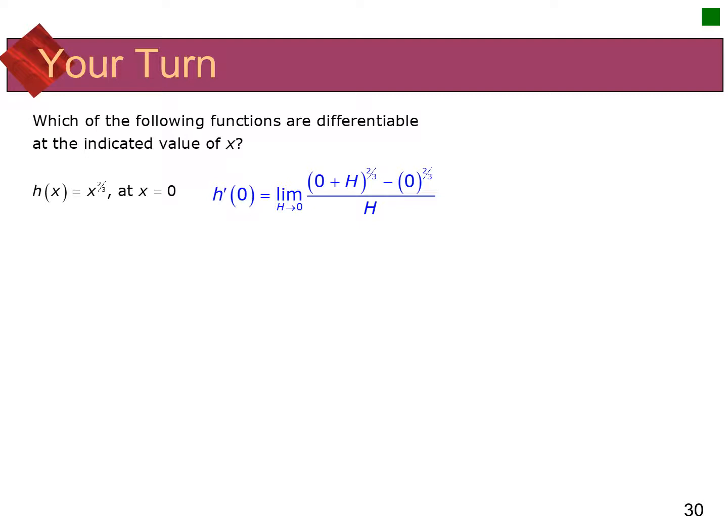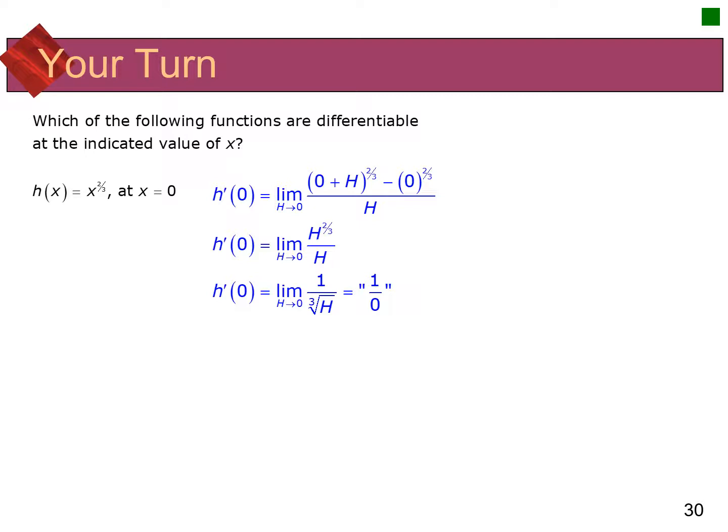So the derivative of h at 0 is going to be the limit as capital H goes to 0 of (0 plus capital H)^(2/3) minus 0^(2/3), over H. Now as I go through that further and simplify, I get H^(2/3) over H, the limit as H goes to 0. And when I simplify even further, I get the limit as capital H goes to 0 of 1 over the cube root of capital H, which if I substitute in 0, I get 1 over 0.